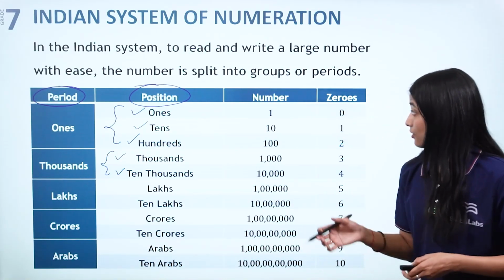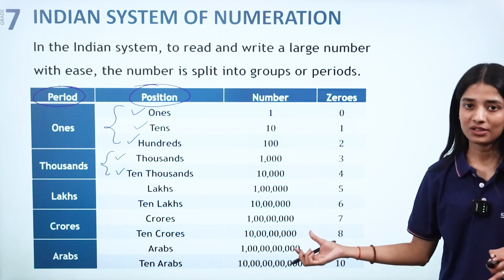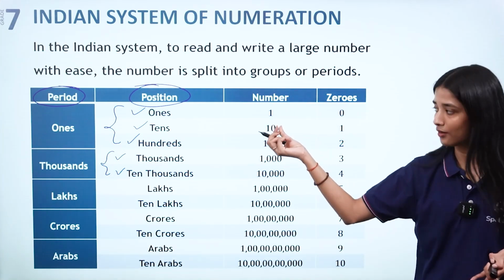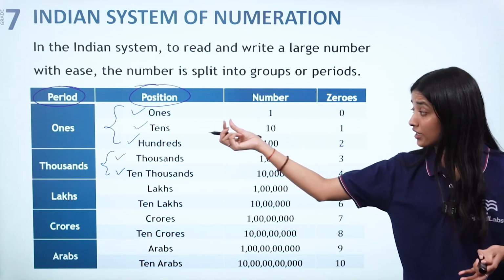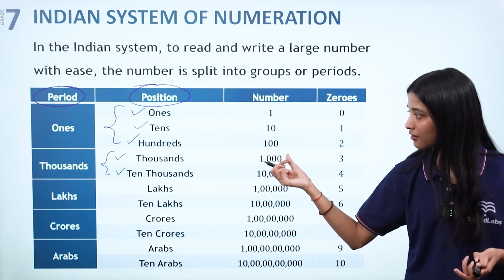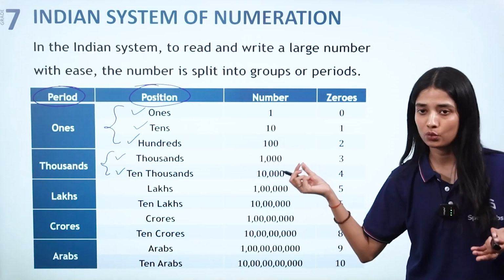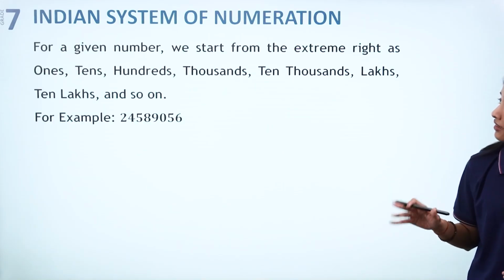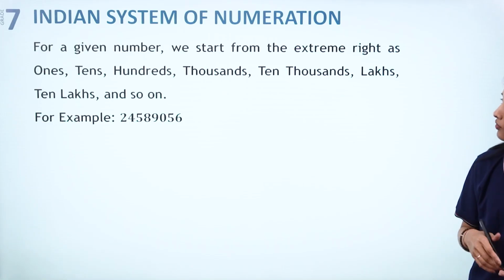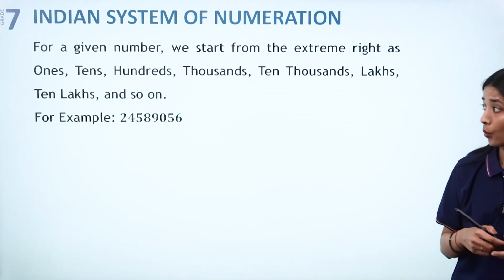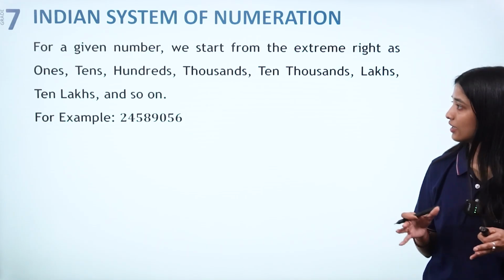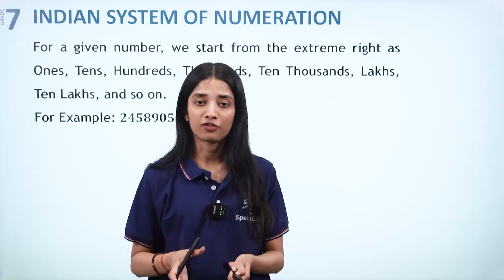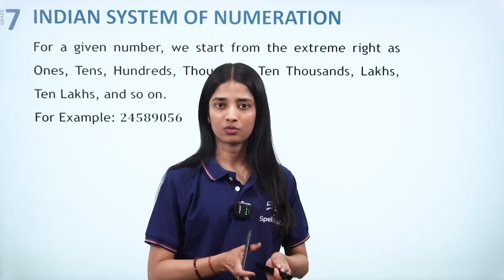These are the numbers, and this is how we can express them. For ones we simply write the digit 1. For tens we write 1 and 0. For hundreds we write 1 and 2 zeros. Then the next thing is, for a given number we start from the extreme right as ones, tens, hundreds, thousands, ten thousands, lakhs, ten lakhs and so on. This is how we have to read any number in the Indian numeral system.